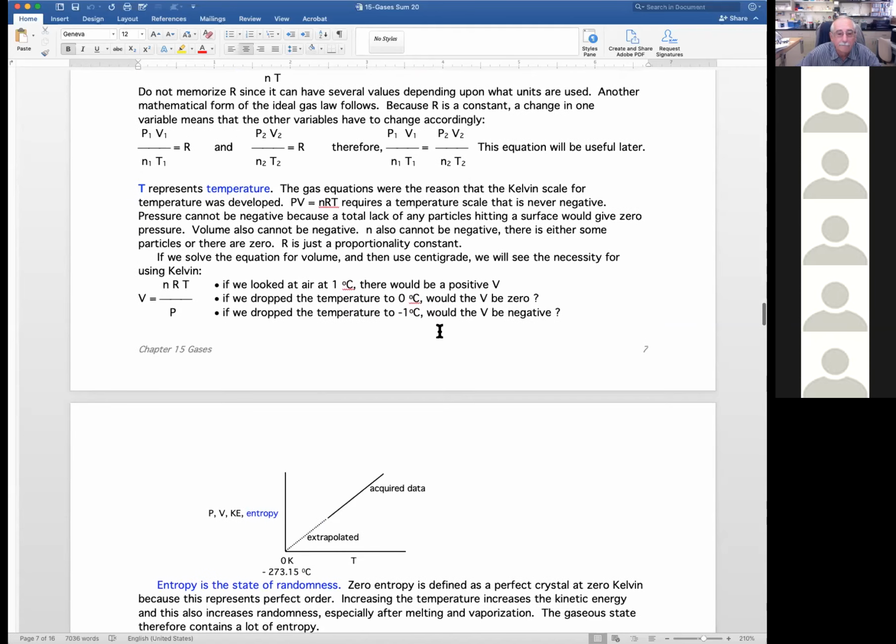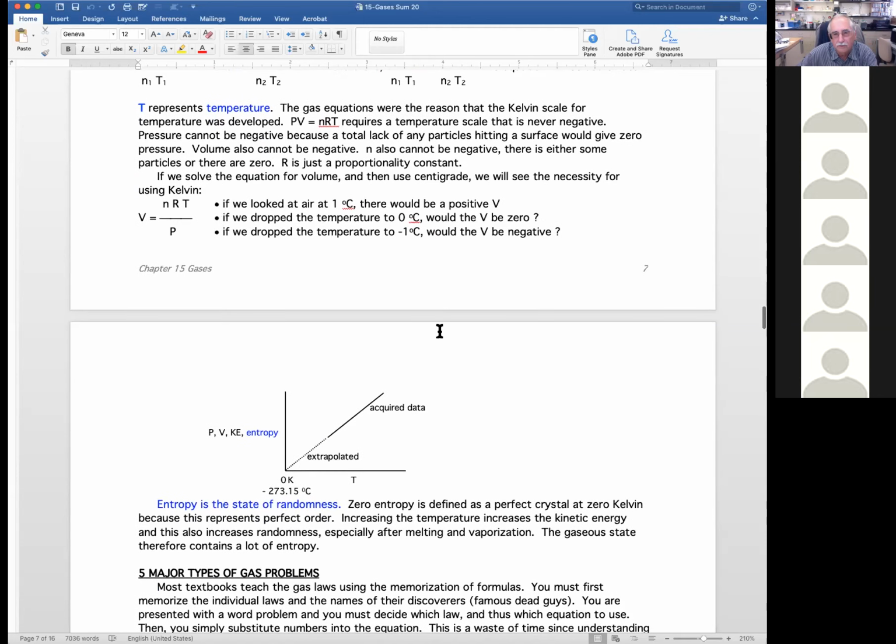And T represents temperature. And so the gas laws were really the reason why they had to come up with a new temperature scale that was never below 0.